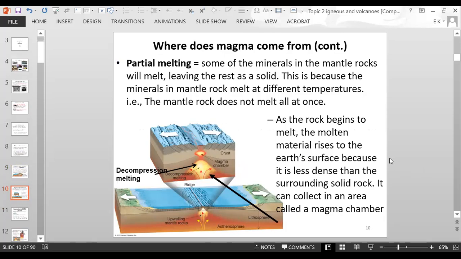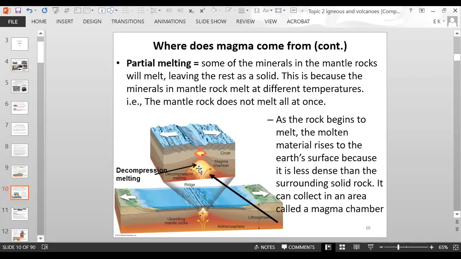Okay, so some of the minerals in the mantle rocks will start to melt, while the rest of the asthenosphere part of the mantle remains solid. Again, that's because some minerals melt at different temperatures. Okay, so here is where the decompression melting is happening. Some of the rocks, some of the minerals down here will start to melt.